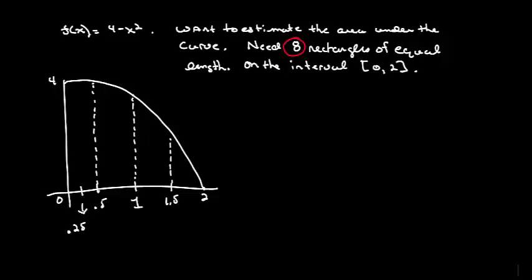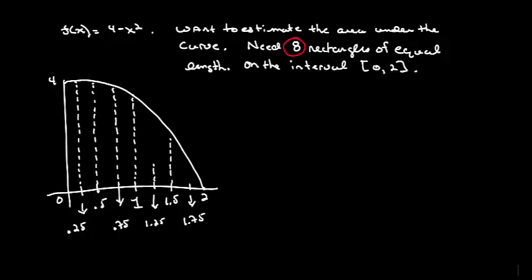So we would go 0.25, 0.75, 1.25, and 1.75. Now if I draw those lines up, and of course this isn't perfect, it's just a sketch, notice that this subdivides it into 8 different sections.